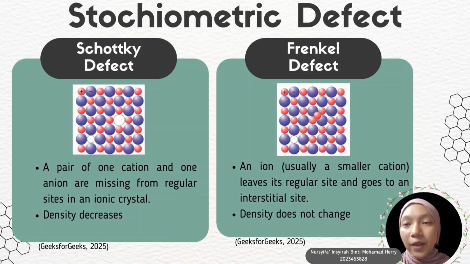Third is the Schottky defect, which occurs in ionic crystals such as sodium chloride and AgCl when a pair of 1 cation and 1 anion are missing from their regular lattice sites. This decreases the density of the crystal. The last one is Frenkel defect, which occurs when a smaller ion, usually a cation, such as Ag+ from silver chloride, AgCl, leaves its regular site and moves to an interstitial site. Since no ions leave the crystal, the density remains almost unchanged.